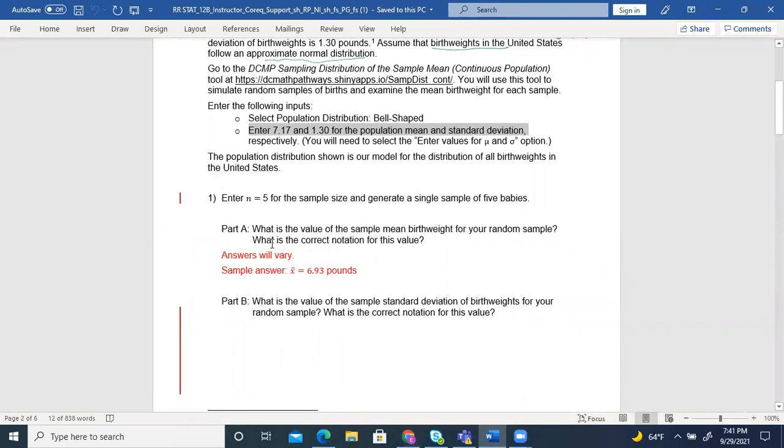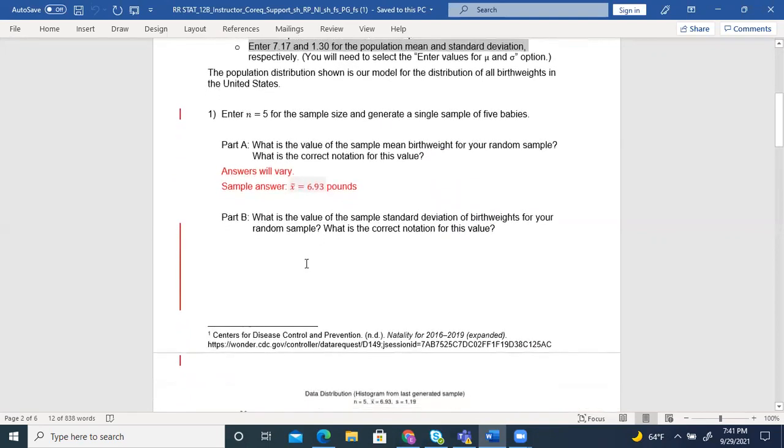Part A: what is the value of the sample mean birth weight of your random sample, and what is the correct notation for this value? Remember, for the sample mean we use X bar, and I already have one of my sample means, it was 6.93. Your answer will vary because your sample is different and your X bar is going to be different. For part B: what is the value of the sample standard deviation of birth weight for your random sample, and what is the correct notation for this value?